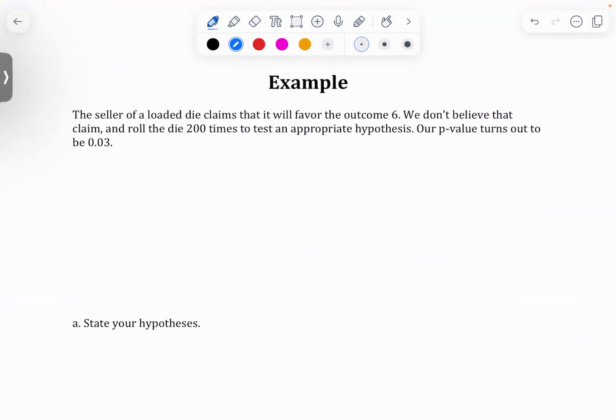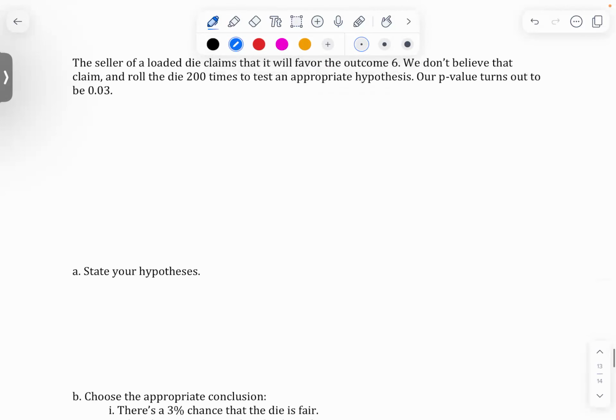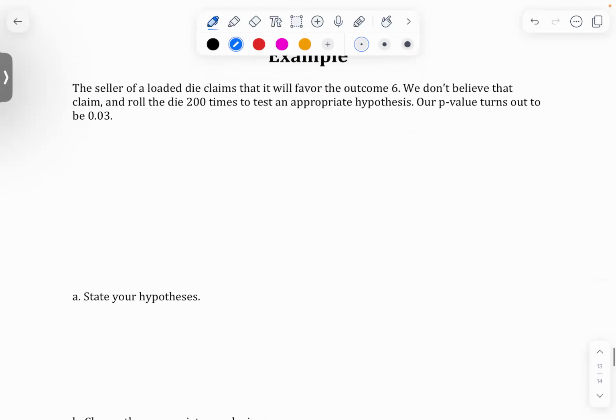All right, one more little example. And this one is really interesting because of how much info we have and don't have. The seller of a loaded die claims it will favor the outcome 6. We don't believe that claim and roll the die 200 times to test an appropriate hypothesis. Our p-value turns out to be 0.03. State the hypotheses and then choose an appropriate conclusion. So, as usual, let's go and identify our information.